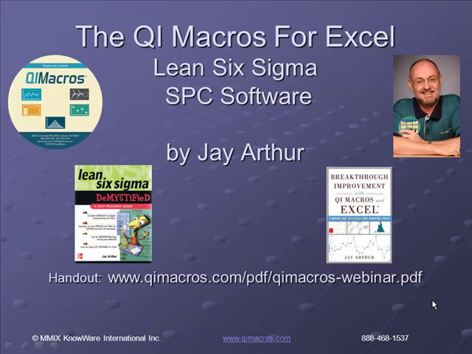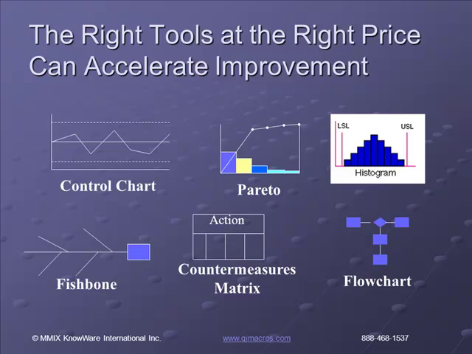Well, welcome to this overview of the QI Macros for Excel. A very simple, easy to use program for Lean, Six Sigma, and statistical process control. The idea behind the QI Macros was I just needed some tools when I originally got started to help me do this way back in the 1990s. And Excel was coming of age, and so was Windows. So I ended up building this whole software to support me, and then customers liked it.